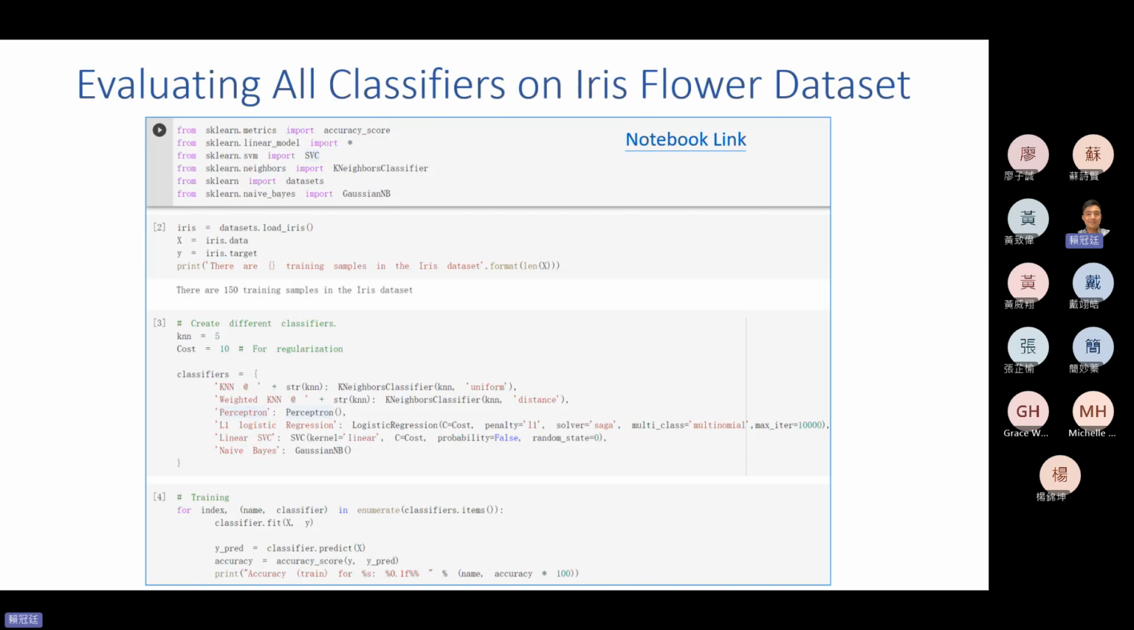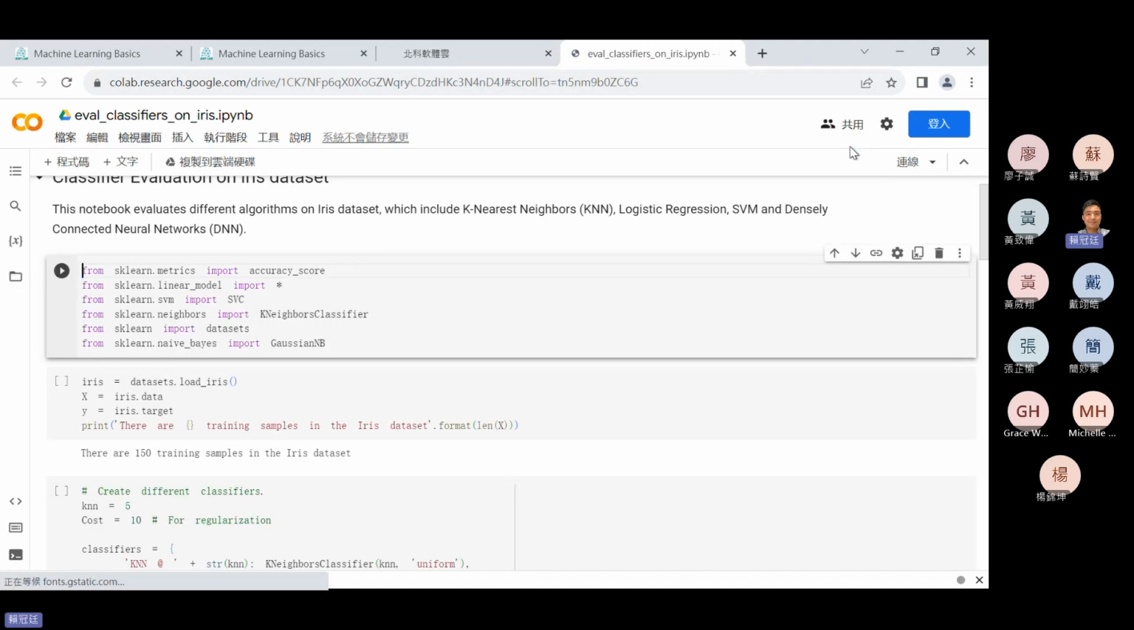So I guess you must wonder which one is best. What kind of classifier is best on the iris flower data set, right? Good news is I have done the experiment for you, and here's the notebook link. Also, let's take a look at my Colab notebook. So in this slide, you can play with a notebook.